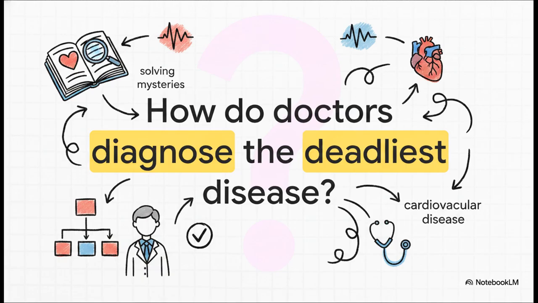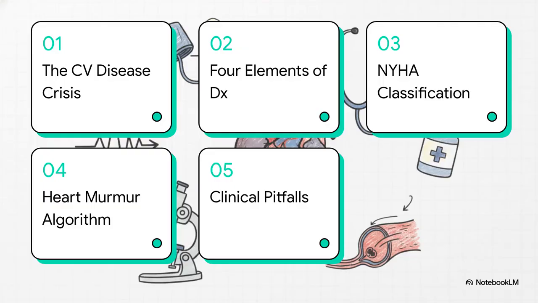So it all starts with one massive question. How do doctors actually diagnose the deadliest category of disease on Earth? To figure this out, we're drawing directly from Chapter 243 of Harrison's Principles of Internal Medicine. Now, for cardiologists and internal medicine docs, this isn't just some heavy textbook gathering dust on a shelf. It's literally the guidebook for solving life-or-death mysteries, and it provides a really rigorous, systematic framework for clinical evaluation.